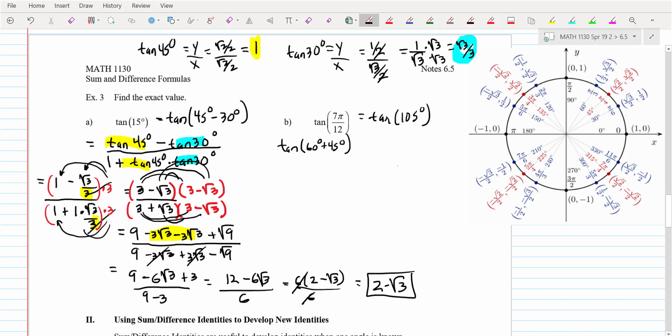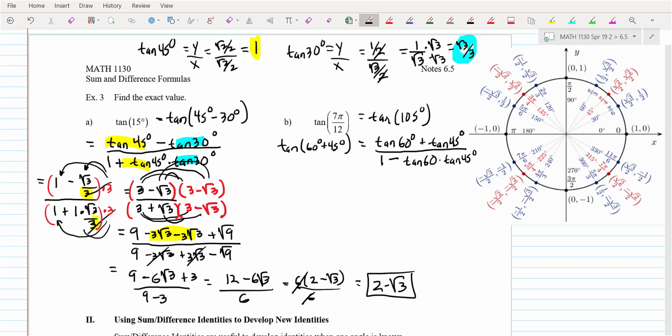Okay. And then the identity goes like this. It's similar to the last identity. You go, the numerator is tangent of 60 plus tangent of 45 degrees. And then the denominator just goes 1 minus tangent of 60 times tangent of 45 like this. I think this one algebraically is a little bit easier than the last problem.